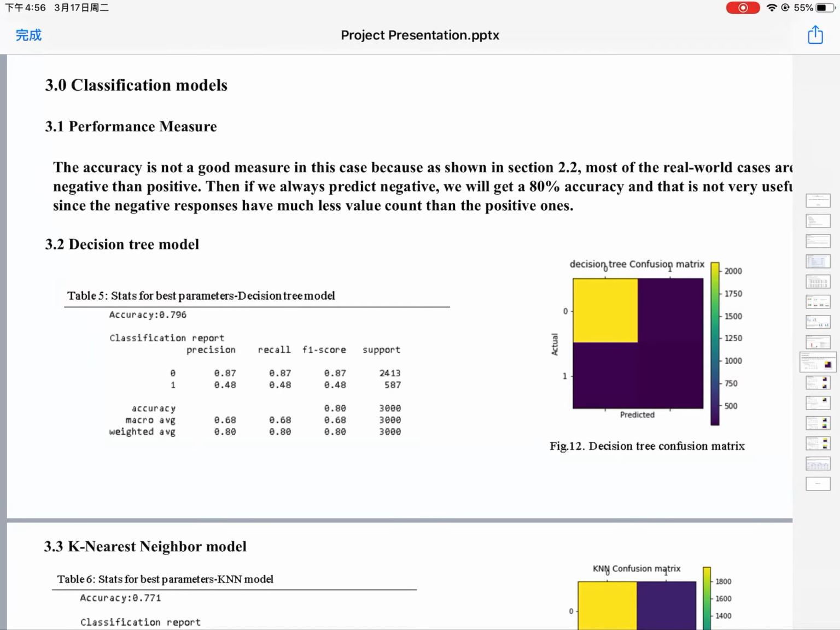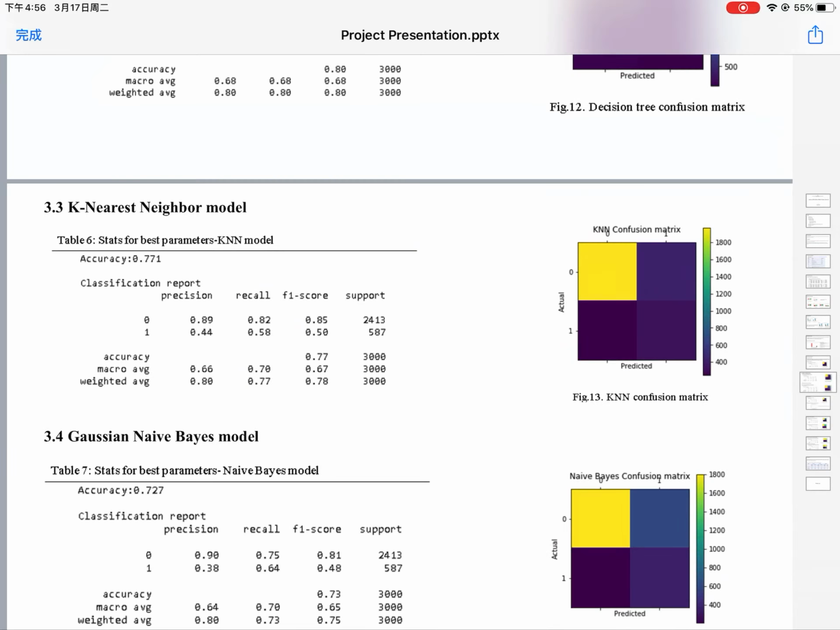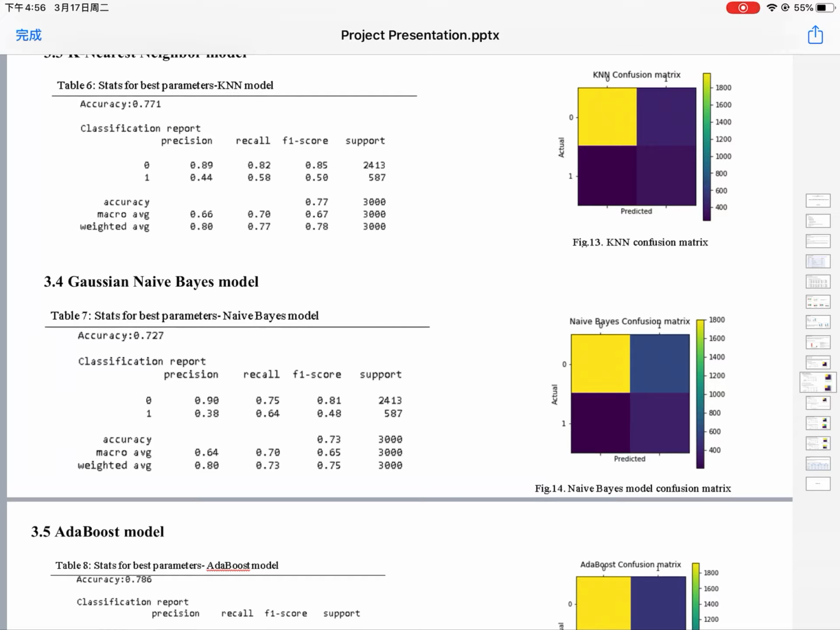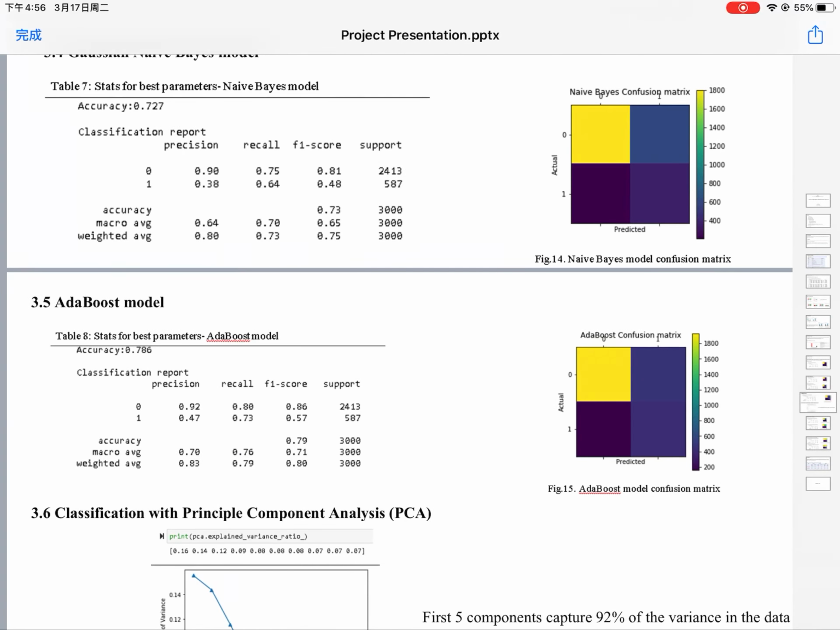And then we tried several models for our data set. We tried decision tree, KNN, Gaussian naive Bayes, and AdaBoost. For each and every one of them, we get the key performance measures, and then we build the confusion matrix, as you can see from the images.